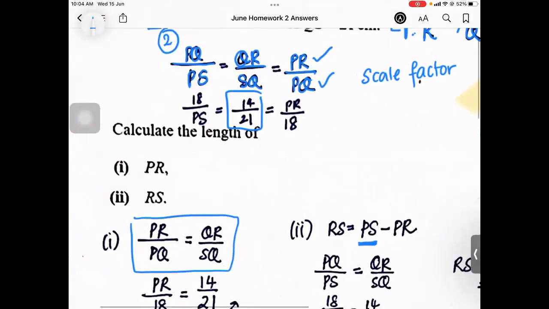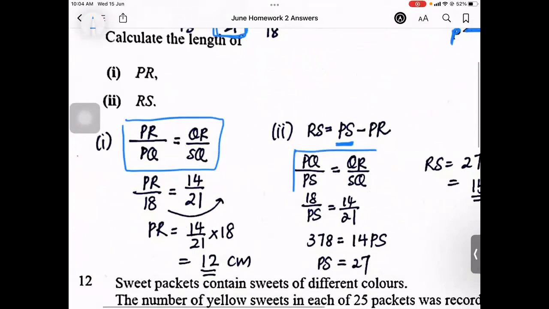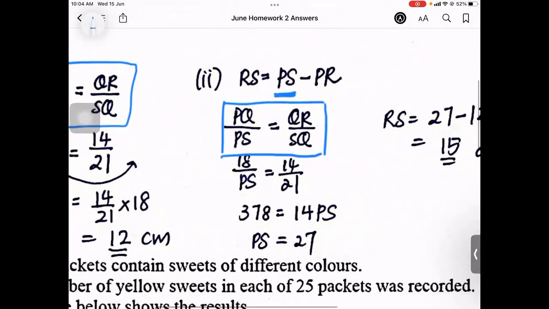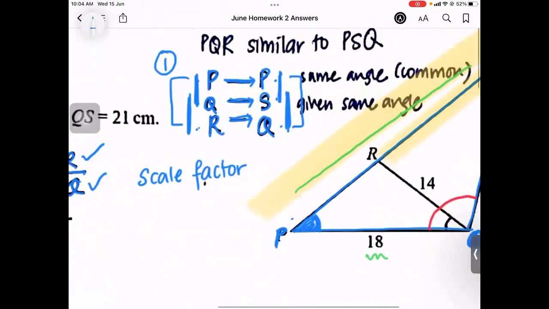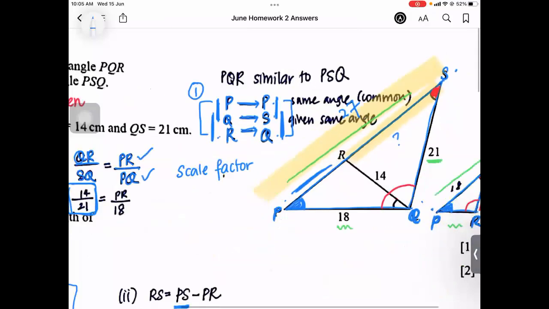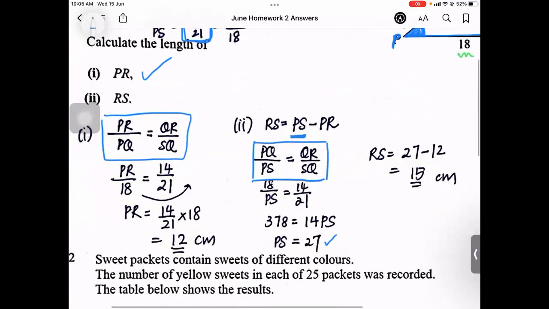So let's take a look at our corresponding ratios. I have PS with PQ, and I know the number 14 over 21. So I'm going to use PS with PQ, 14 over 21. Okay, write my ratio, cross multiply, solve for my answer. After I get my PS, that's the whole thing, right? The whole thing is 27. Okay, then how am I going to find RS? I probably need this PR. Have I found PR? Yes, I found PR just now, which is 12 cm. Then I minus away PR to get my answer, 15.